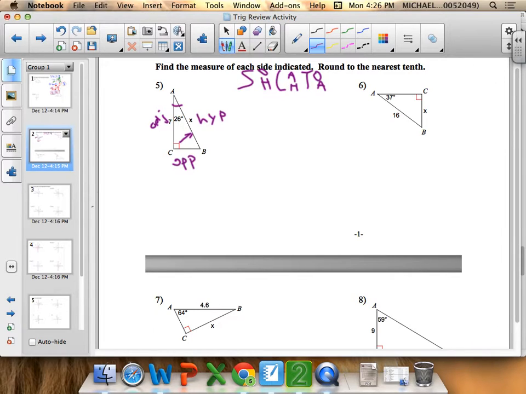So I have to decide, is it sine, cosine, or tangent? In this case, cosine is the one I have to use because cosine is the only one that has an adjacent and a hypotenuse. So that's the first process to consider. It is cosine that I'm going to use. So I will write cosine.